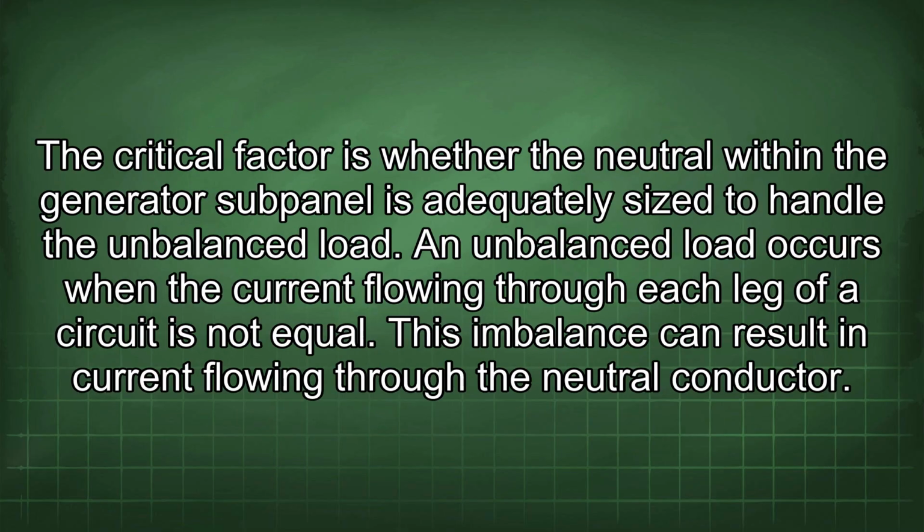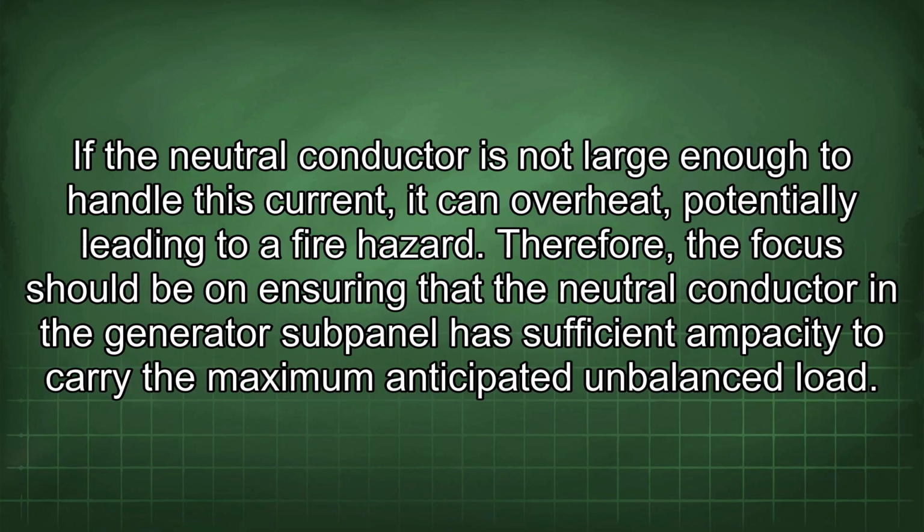The critical factor is whether the neutral within the generator subpanel is adequately sized to handle the unbalanced load. An unbalanced load occurs when the current flowing through each leg of a circuit is not equal. This imbalance can result in current flowing through the neutral conductor. If the neutral conductor is not large enough to handle this current, it can overheat, potentially leading to a fire hazard. Therefore, the focus should be on ensuring that the neutral conductor in the generator subpanel has sufficient ampacity to carry the maximum anticipated unbalanced load.